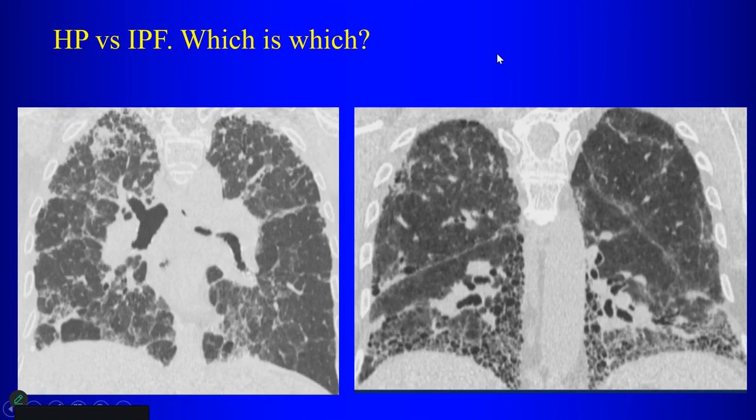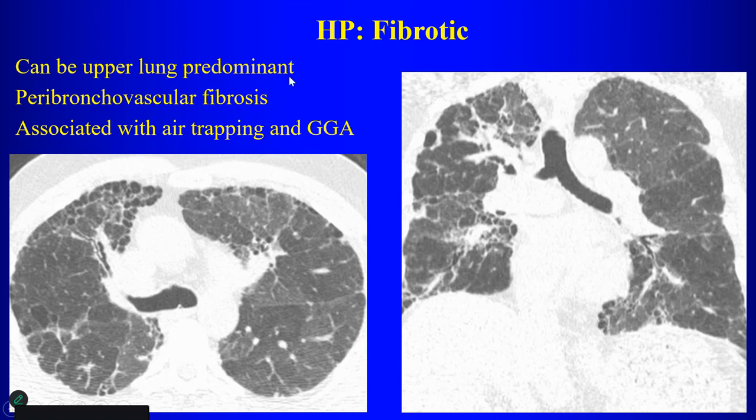One of these patients has idiopathic pulmonary fibrosis, one has hypersensitivity pneumonitis. Which is which? And how do you know? The one on the right is idiopathic pulmonary fibrosis, basilar predominant. Here you have honeycombing that is basilar predominant, and again, the coronal reformats can really help you here. And here, mostly upper lobe predominant opacities, and also regions of air trapping. So this is the case of hypersensitivity pneumonitis, and this is the case of idiopathic pulmonary fibrosis. Okay, so with HP, the fibrotic findings can be upper lung predominant, and it still tends to be associated with air trapping.